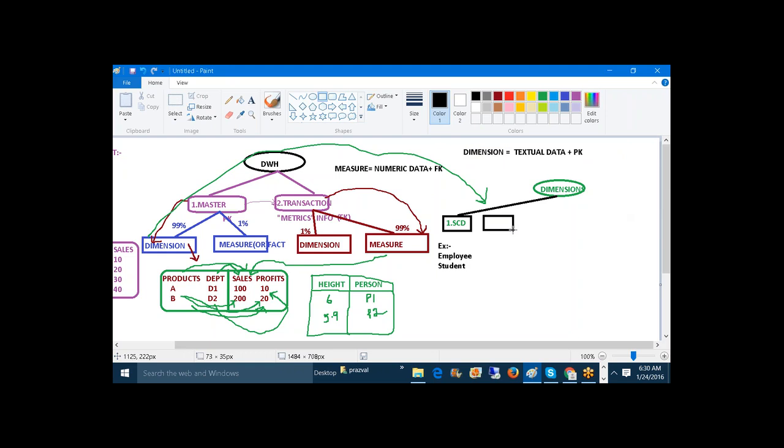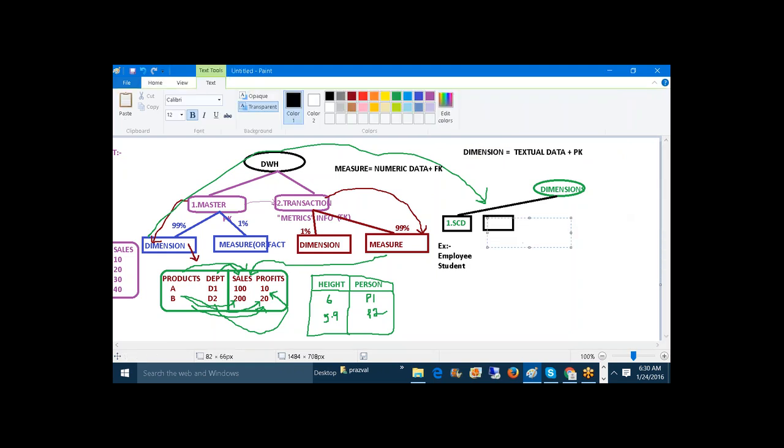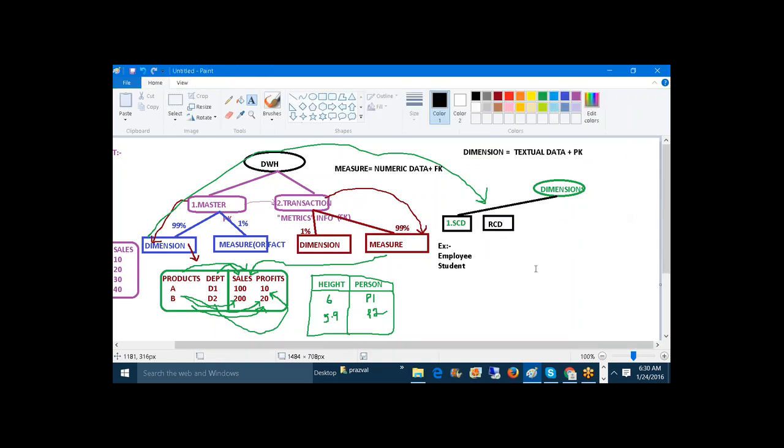The second type of dimension is RCD, rapidly changing dimension. So what is RCD? If the data in the dimension is changing frequently, let's say each and every minute, then such a kind of dimension is known as rapidly changing dimension.